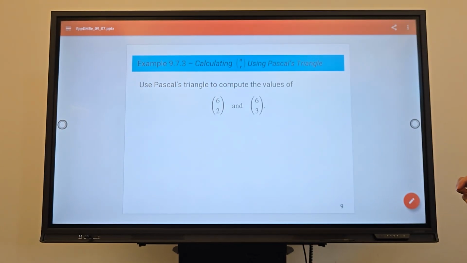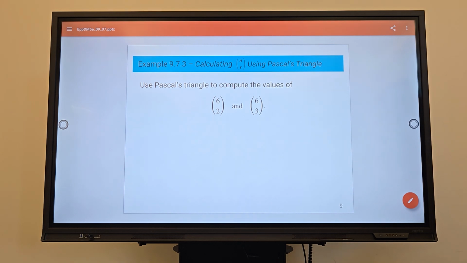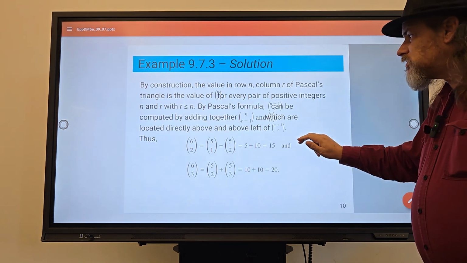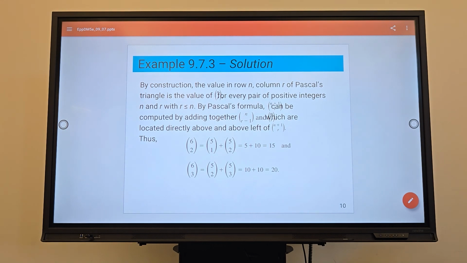Okay, use Pascal's triangle to compute the values of 6 choose 2 and 6 choose 3. Well, by construction, the value in row n of column r of Pascal's triangle is the value of n choose r for every pair of positive integers n and r, with r less than or equal to n. By Pascal's formula, n plus 1 choose r can be computed by adding together n choose r minus 1 with n choose r, which are located directly above and above left of n plus 1 choose r.